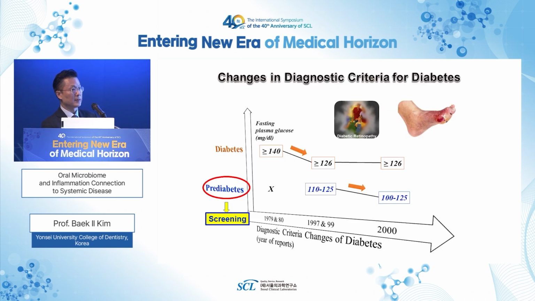We don't have a screening test in dentistry. However, in the medical field, the screening test is very popular. For example, with diabetes, before 1979, if the fasting glucose level was over 140 we diagnosed a diabetes patient. However, in 1997, this level decreased to 126. Also, they developed a pre-diabetes category. It means a kind of screening. So we can get a meaningful lesson from this kind of screening test.